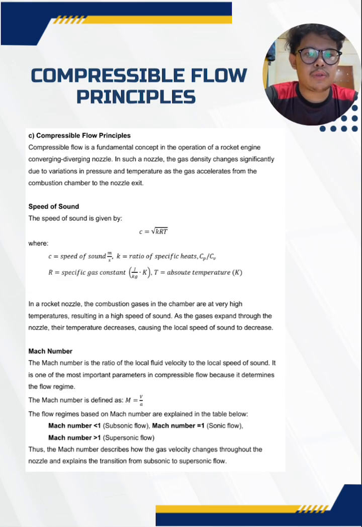The flow regimes based on Mach number are explained below. If the Mach number is less than 1, it is subsonic flow. If the Mach number equals 1, it is sonic flow. Meanwhile, if the Mach number is more than 1, it is supersonic flow. Thus, the Mach number describes how the gas velocity changes throughout the nozzle and explains the transition from subsonic to supersonic flow.